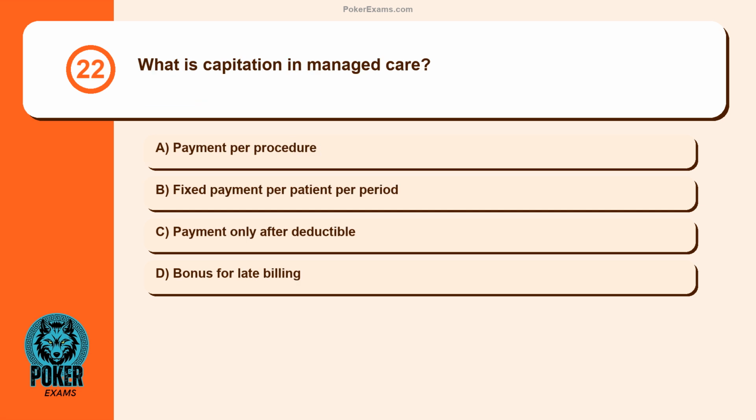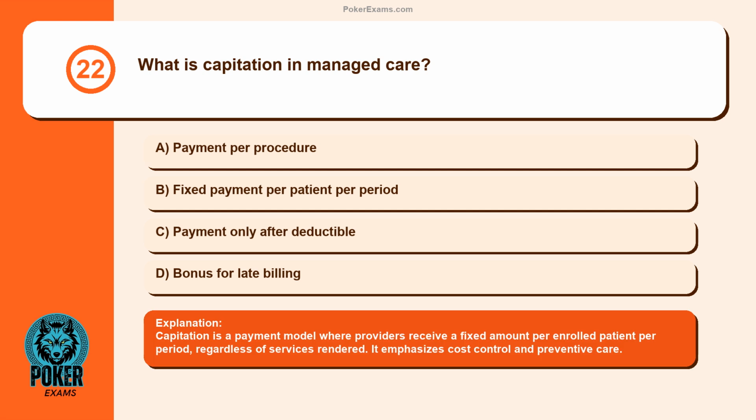Question 22. What is capitation in managed care? Payment per procedure. Fixed payment per patient per period. Payment only after deductible. Bonus for late billing. Capitation is a payment model where providers receive a fixed amount per enrolled patient per period, regardless of services rendered. It emphasizes cost control and preventive care.